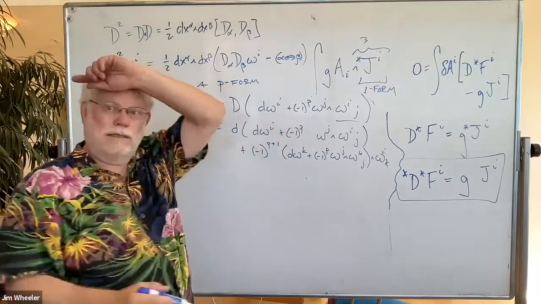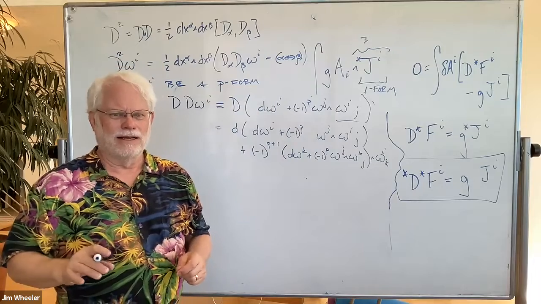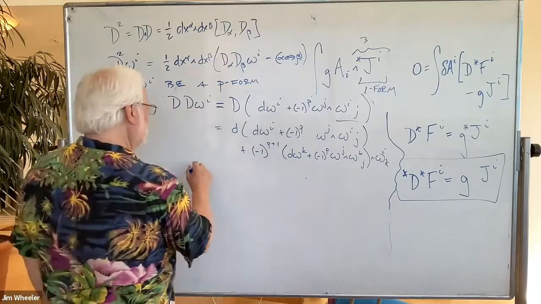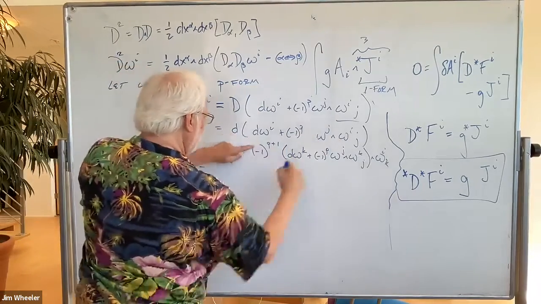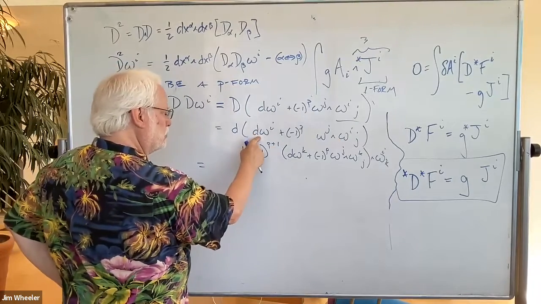Okay. You with me? Yeah, okay, good. So now I take D of all this, right? D squared is always 0, so that term goes away.